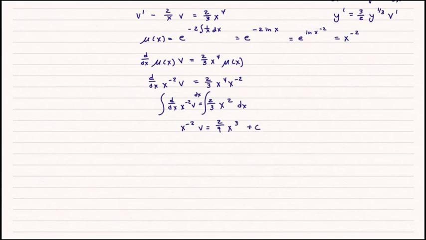As before, I'll divide both sides by x to the -2, and my last step, whenever I'm doing this Bernoulli substitution, is to get it back in terms of y. So in this case, v is equal to y to the 2/3 power. And again, I'm going to leave my answer this time in an implicit form.